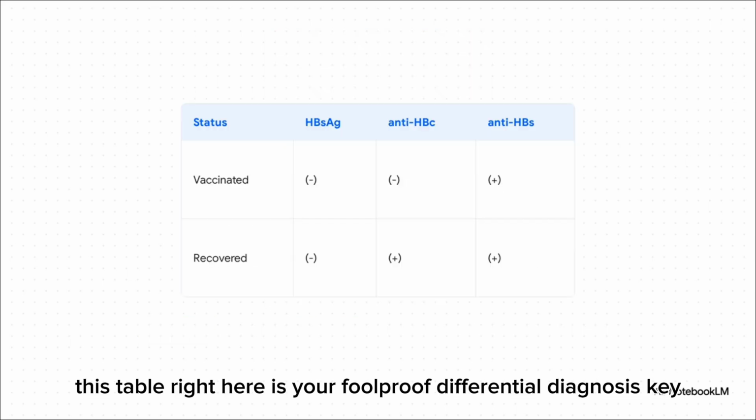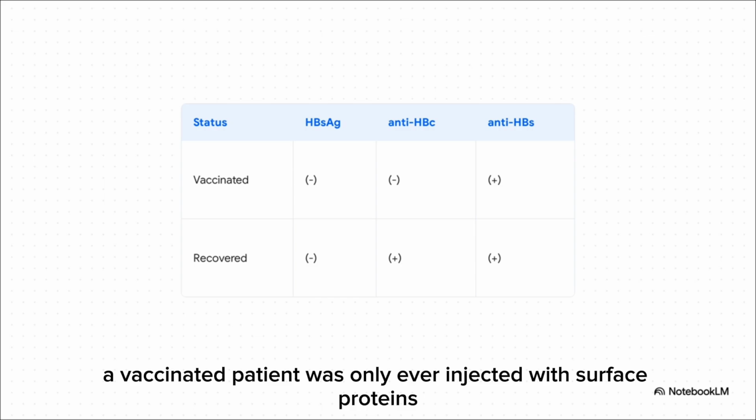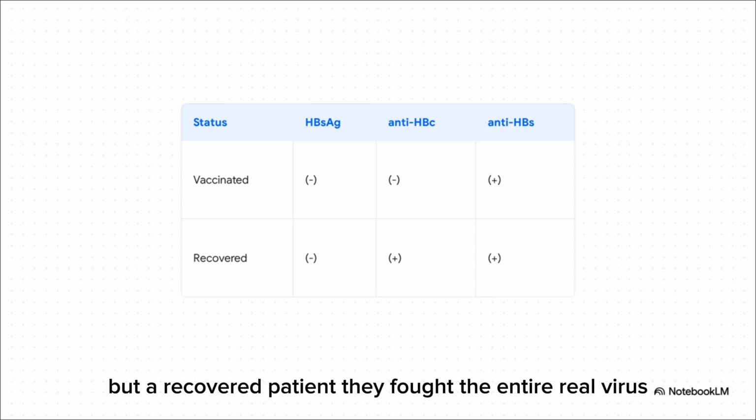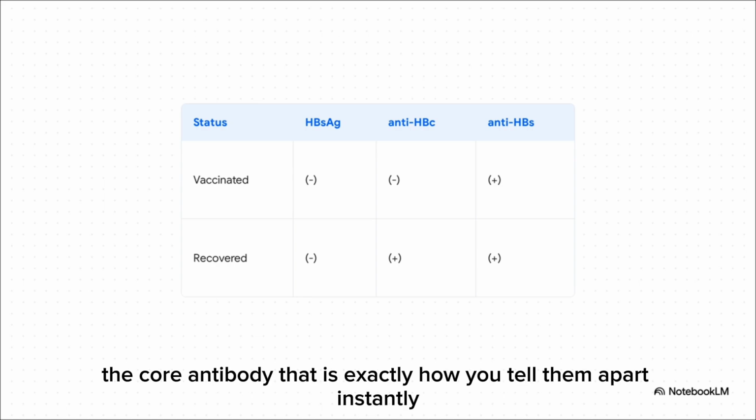This table right here is your foolproof differential diagnosis key. Think about it. A vaccinated patient was only ever injected with surface proteins, so they're only going to have anti-HBs. Everything else will be negative. But a recovered patient? They fought the entire real virus, so they'll have the protective anti-HBs, plus they will be positive for total anti-HBc, the core antibody. That is exactly how you tell them apart instantly.